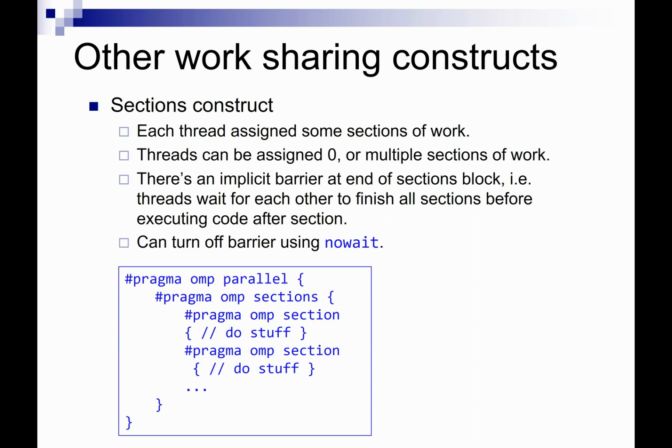Now, in this sections work sharing construct, there's also an implicit barrier at the end. So if some thread finishes all its sections first, it's going to wait at the end of this sections construct until all of the threads have finished all the sections. And then after that, all the threads will go on to the stuff after sections. If you don't want that barrier, again, you can use the nowait.